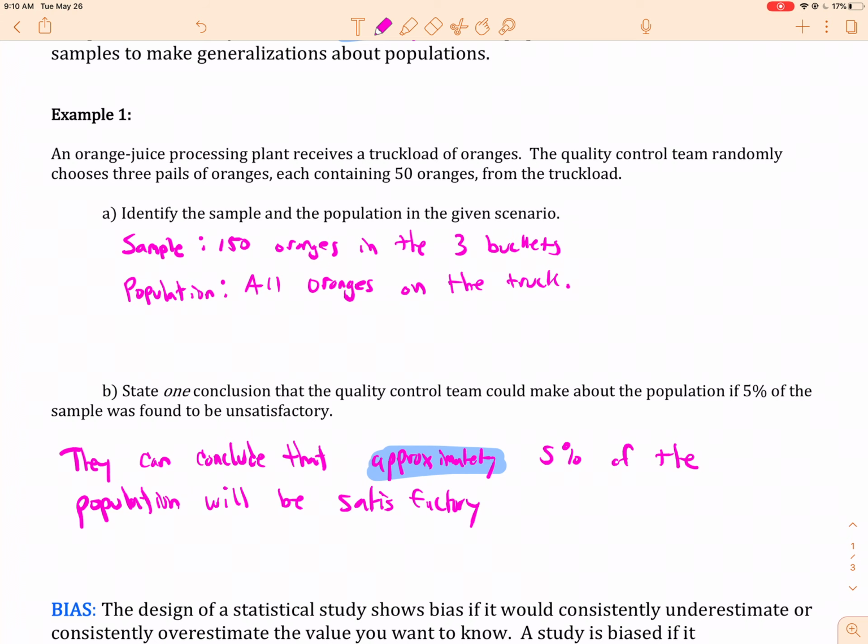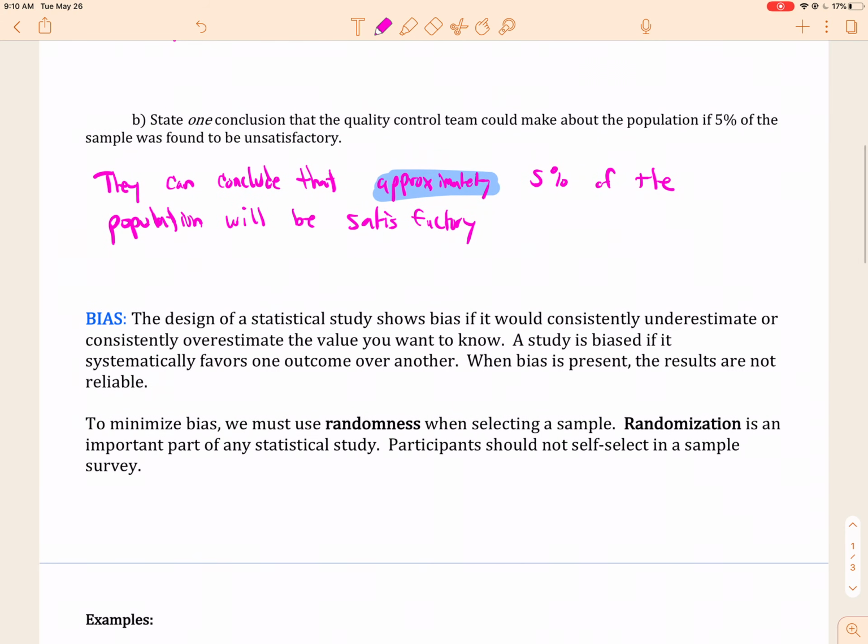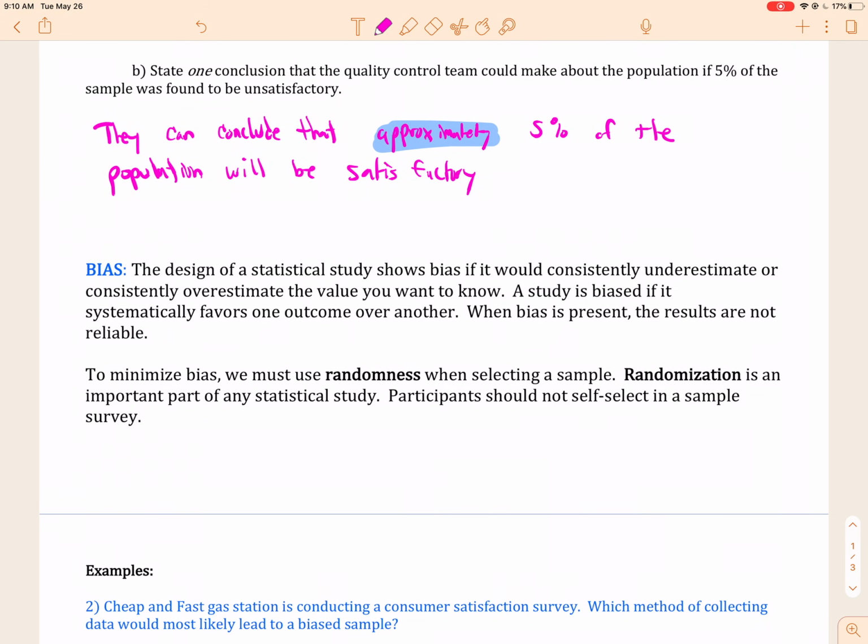Now, bias. Bias is any flaw in a study. So the design of a statistical study shows bias if it would consistently either underestimate or overestimate the true value that you want to know, the true population, right? A study is biased if it systematically favors one outcome over another. When bias is present, the results are not reliable. We like to say they are not representative of the population, right?